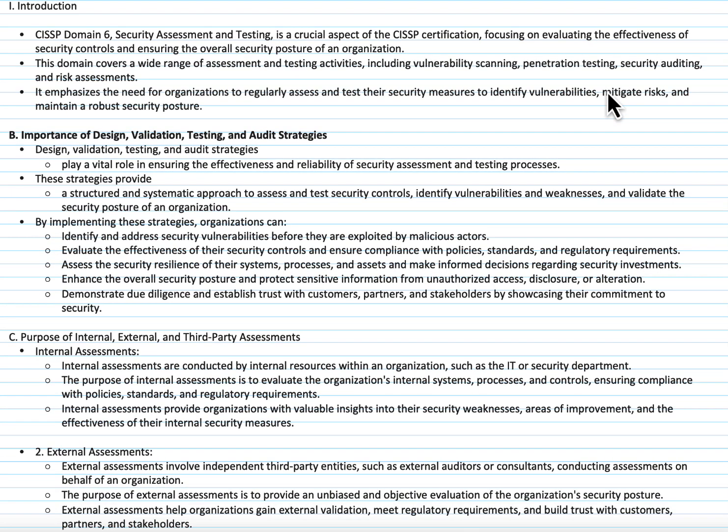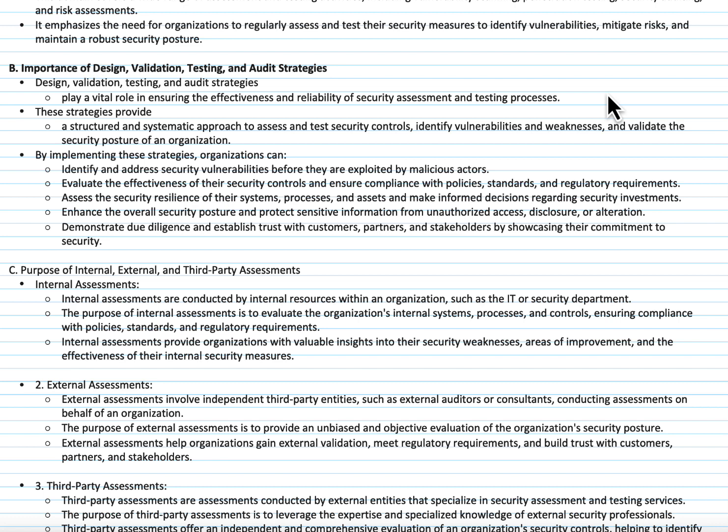So what is the importance of dealing with auditing and testing and assessing? When you do set up some sort of assessments, you want to understand this does play a very strong role in the effectiveness and the reliability of these assessments and testing processes. So it's important that you have this in place because it does help you understand how your overall security posture is set up. Now, these strategies will provide you a structured and systematic approach.